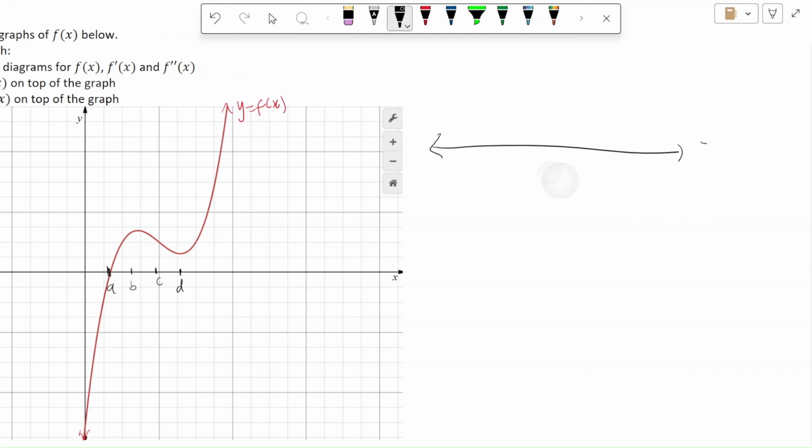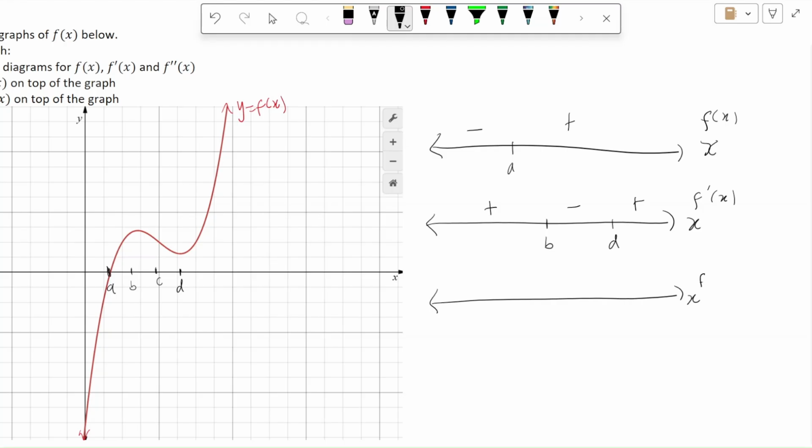First sign diagram is f of x. And just as a refresher, we put the x-intercepts on there. It's under the axis, then over the axis. Next sign diagram is f dash of x, and we put the stationary points on there. So that's B and D. So it goes positive slope, then it slopes down, then it slopes up.